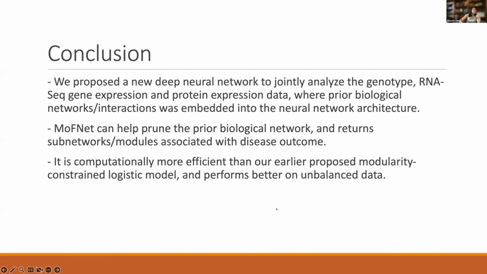To conclude, we have proposed a new deep neural network to jointly analyze the genotype, gene expression, and protein expression, together with the prior biological interactions. It helps us to prune the biological network and identify these submolecular networks associated with the disease outcome. It is computationally more efficient than our earlier proposed modularity constraint logistic model, and also gives better performance on this unbalanced data.